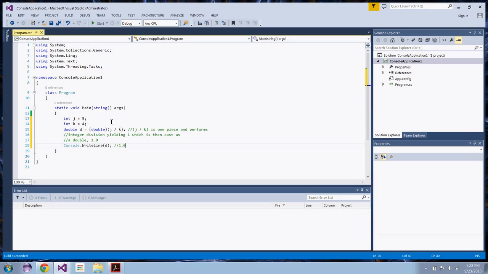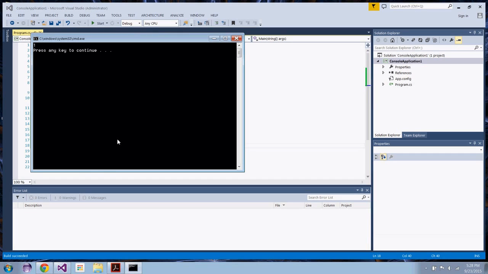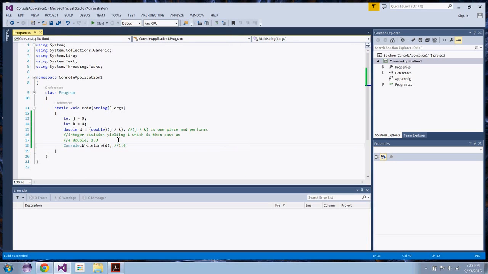In this example, we can see that a little more clearly. When we divide double j divided by k, it treats the entire thing inside the parentheses as the first thing it wants to do in order of operations, so it becomes the integer. So you only get a 1.